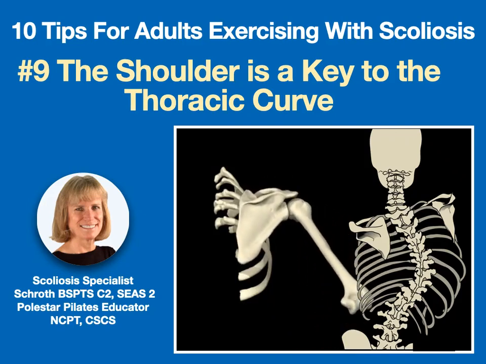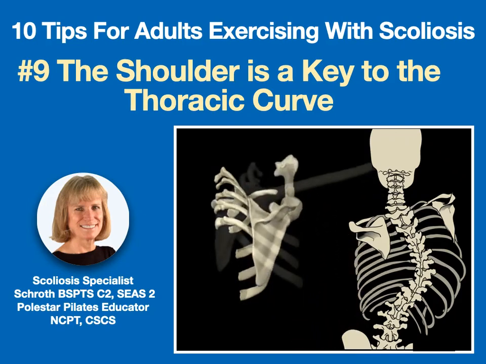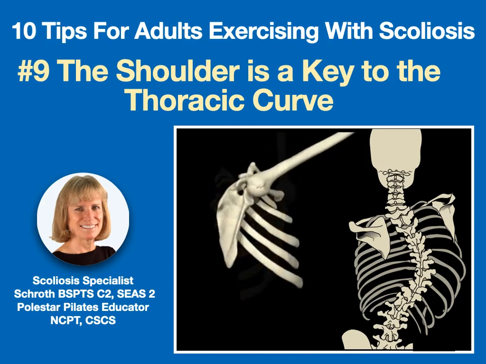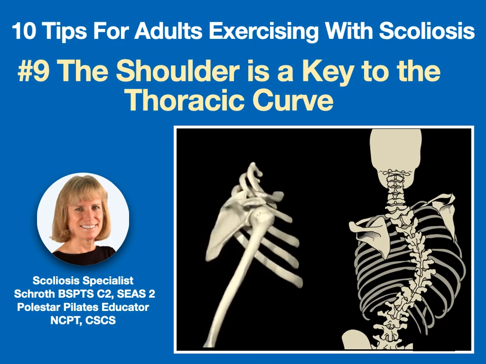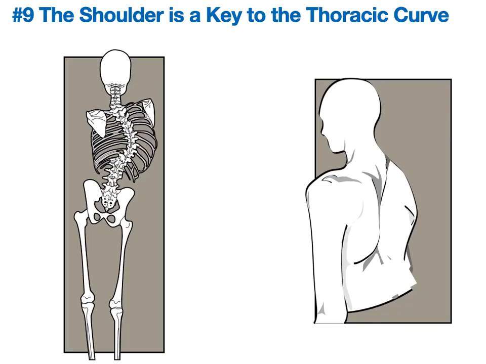This is tip number 9 for adults exercising with scoliosis. The shoulder is a key to addressing the thoracic curve. The characteristics of a primary thoracic curve type were described in tip number 1. This curve type is most often a right thoracic curve.